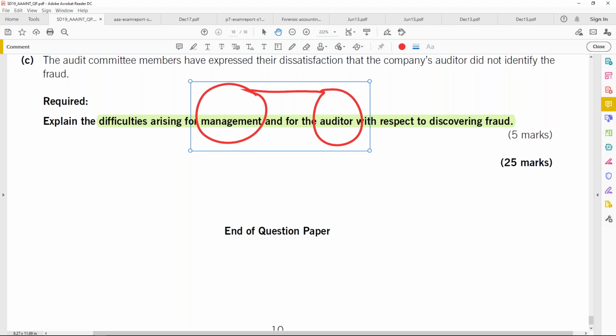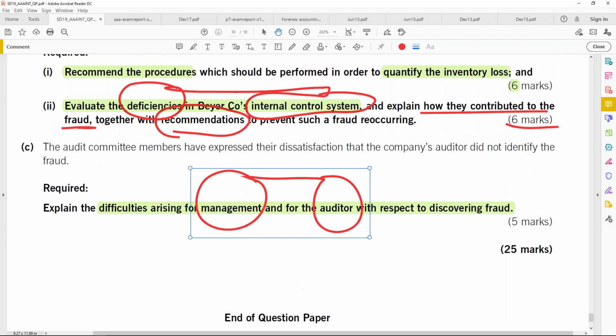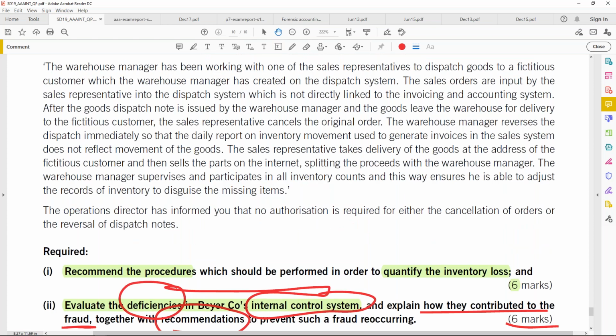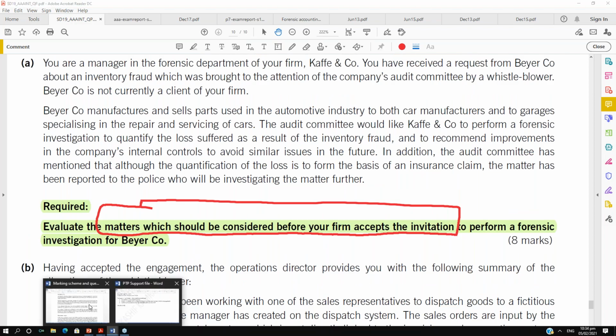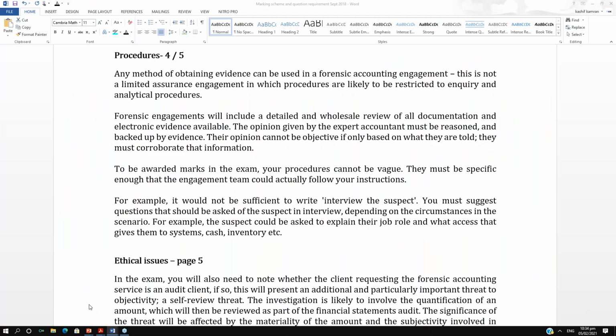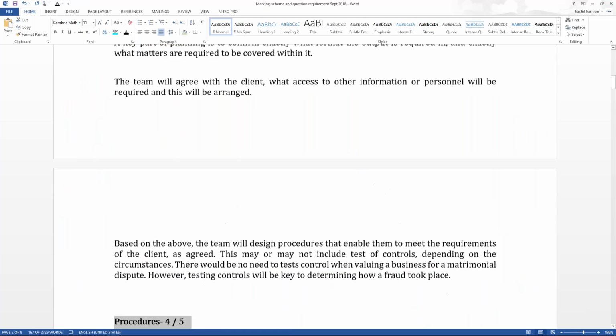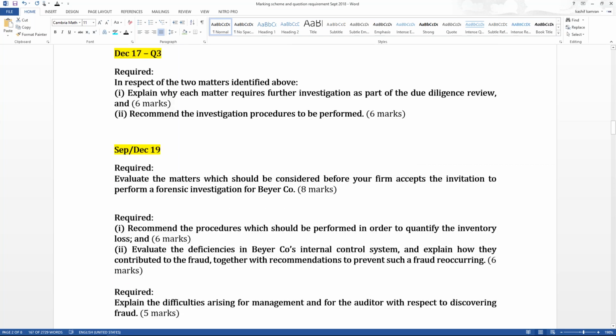So how many parts are there to this question? 25 marks question. But is it divided into many parts? So let's do a quick marking scheme analysis, and then I'll start to give you a quick answer for half the question. Okay, let's start the journey for this September December 19 question number 3 of 25 marks. Now I'll just copy the requirements of this question to my Word file so we can do a proper analysis of the marking scheme.